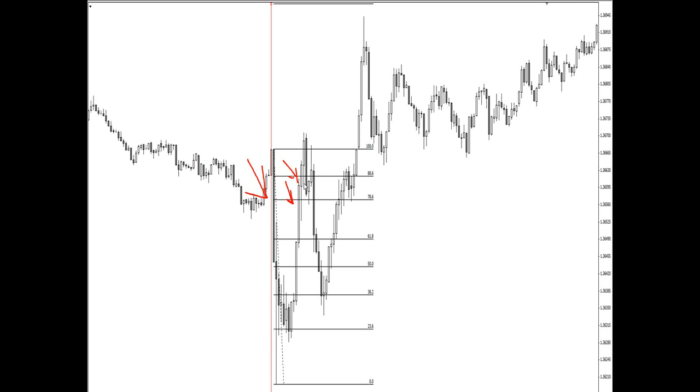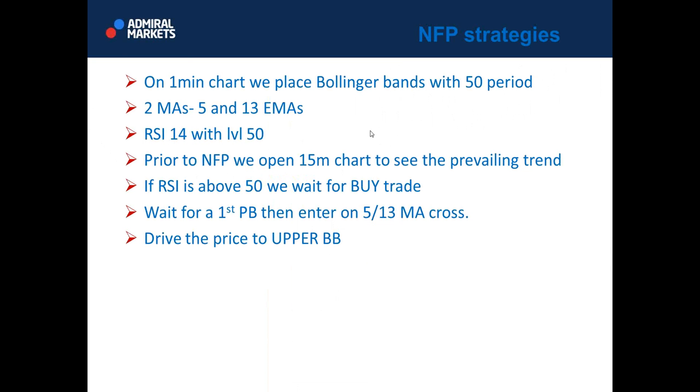88, 78.6, stop loss 5 pips above NFP spike candle. 5 pips is somewhere around there. Include, of course, the spread. This strategy is using Bollinger Bands and it's done also on 1 minute time frame.